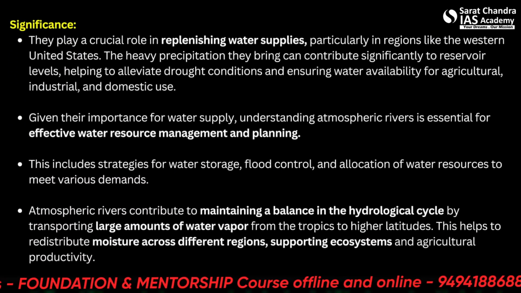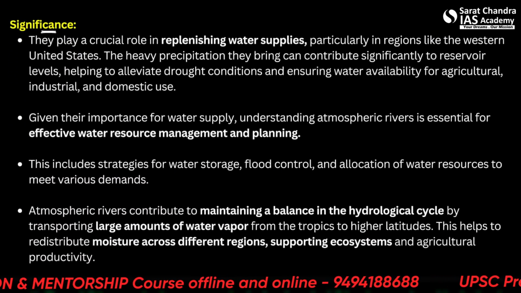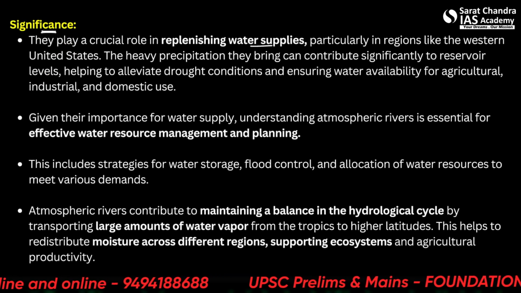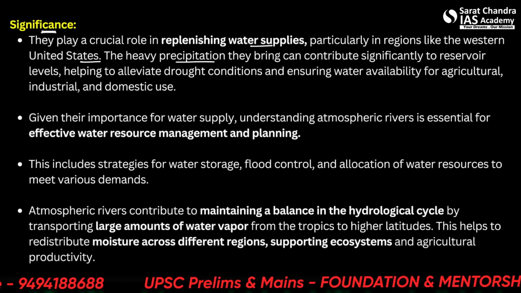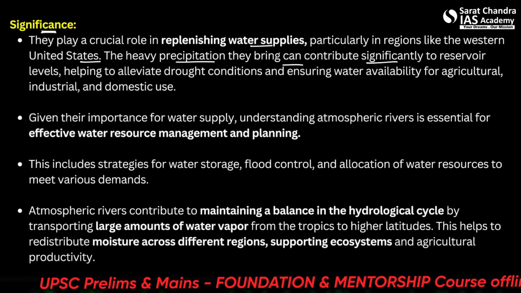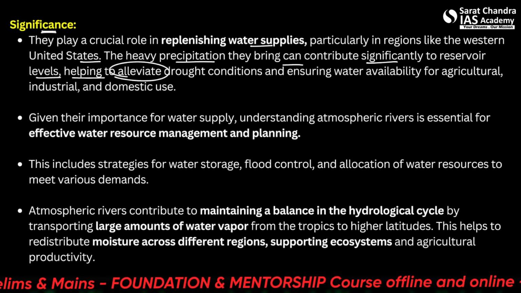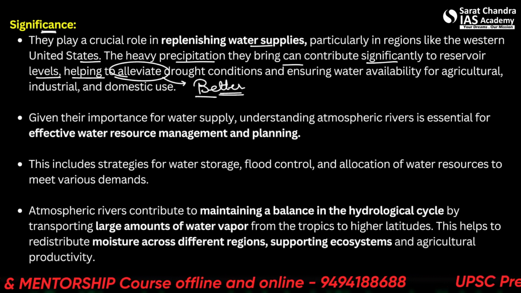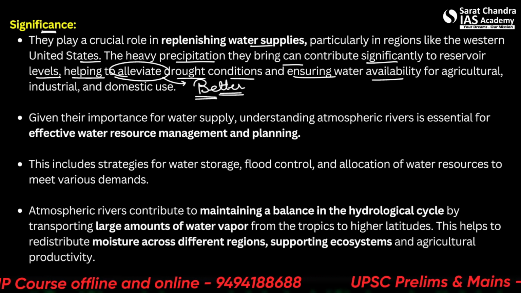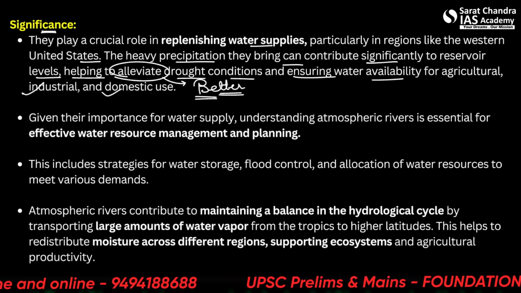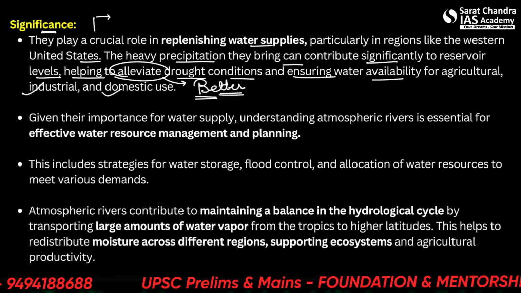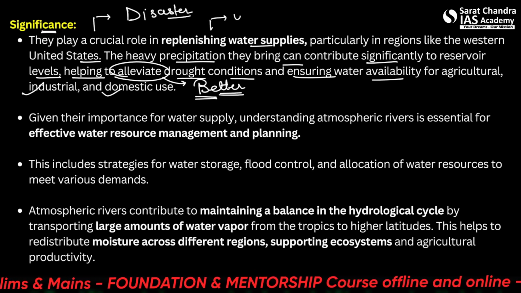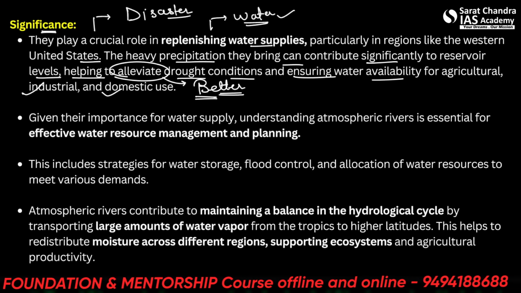Okay, let's move forward and see what is the significance of atmospheric rivers. They play a crucial role in replenishing water supplies, particularly in regions like the western United States. The heavy precipitation they bring can contribute significantly to reservoir levels, helping to ease drought conditions and ensuring water availability for agricultural, industrial and domestic use. So basically, everything is good until it is a disaster. If something is bringing water, it will help where water is needed.